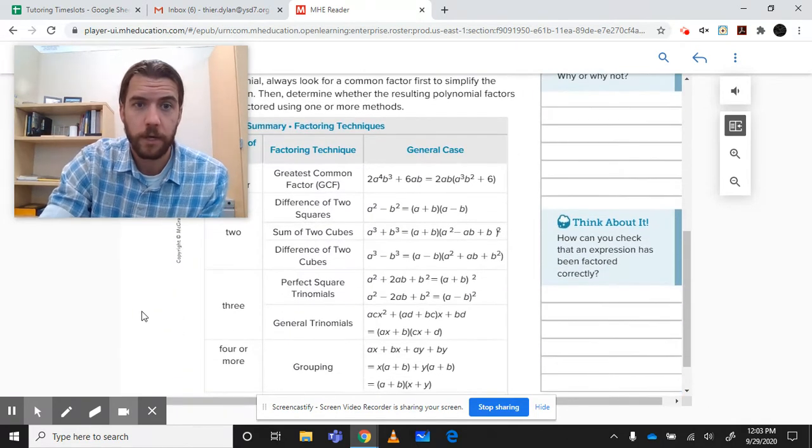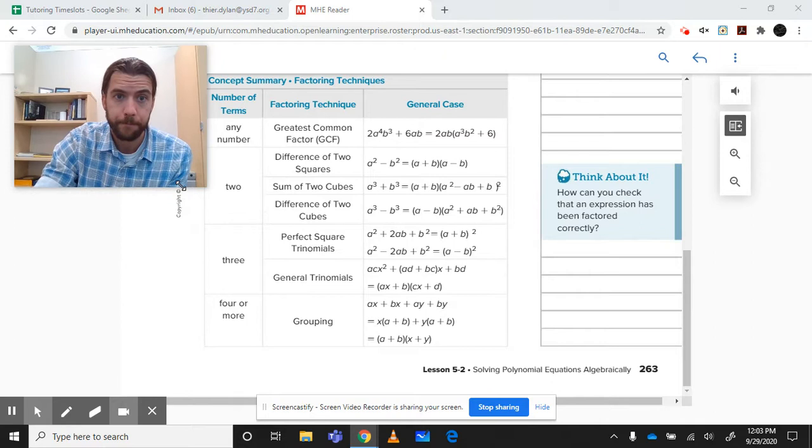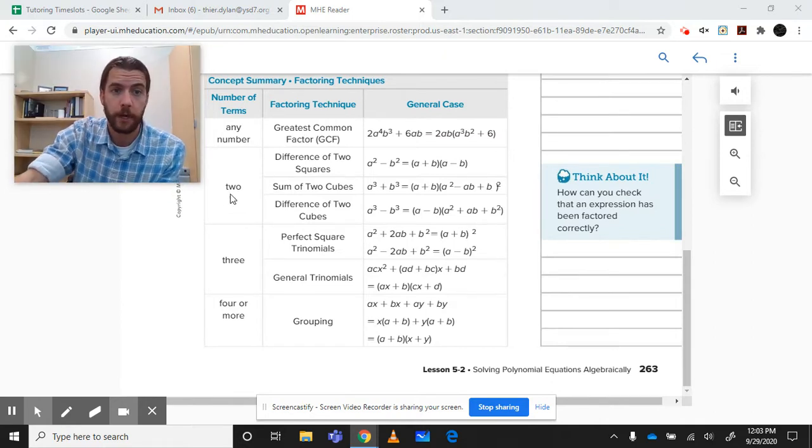Here is our summary table, and it's broken down by how many terms you have. If you have two terms, a binomial, you may have the difference of squares, in which case you'll use the difference of squares identity. You may have the sum of two cubes. Maybe your two terms are not square terms but cubic terms, in which case there is a separate identity that is used. You might have the difference of two cubes. I'll show you a diagram later that will help you make sense of this one. If you have three terms, you may have a perfect square trinomial. You may have a plus b squared or a minus b squared, in which case we have identities for those.